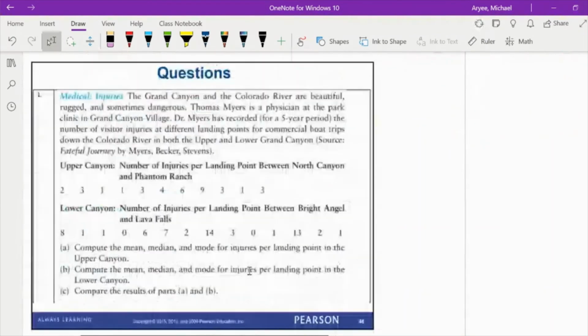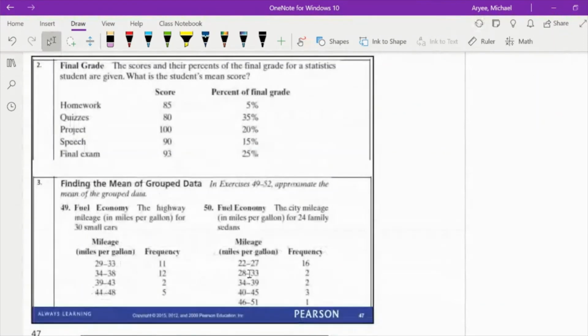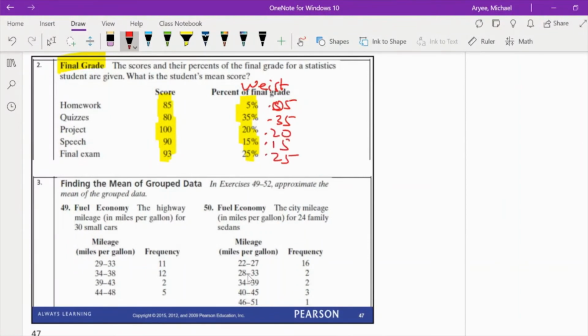Now, I'm not going to do this problem, but some of your homework problems will look like this. Let's say it says calculate the final grade. This is what the student scored. It gives you the points, so you're going to change the points into decimals. These are your weights: this is 0.05, this is 0.35, this is 0.20, this is 0.15, this is 0.25. Then you're going to multiply the score by that.